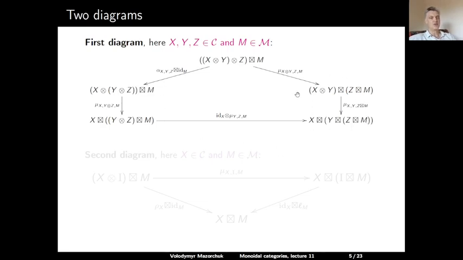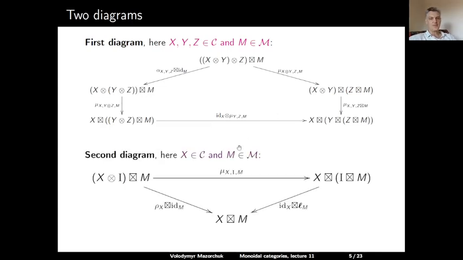So this diagram should commute. And for the second diagram, take any object x in C and any object m in M. So we have x times the identity acting on M. We can use mu to move the brackets to the right to get x acting on identity acting on M. So here we can use our L to go to x acted on M. Alternatively, starting from x tensor identity acted on M, we can use the right unitary rho to go to x acted on M. And this diagram should commute.